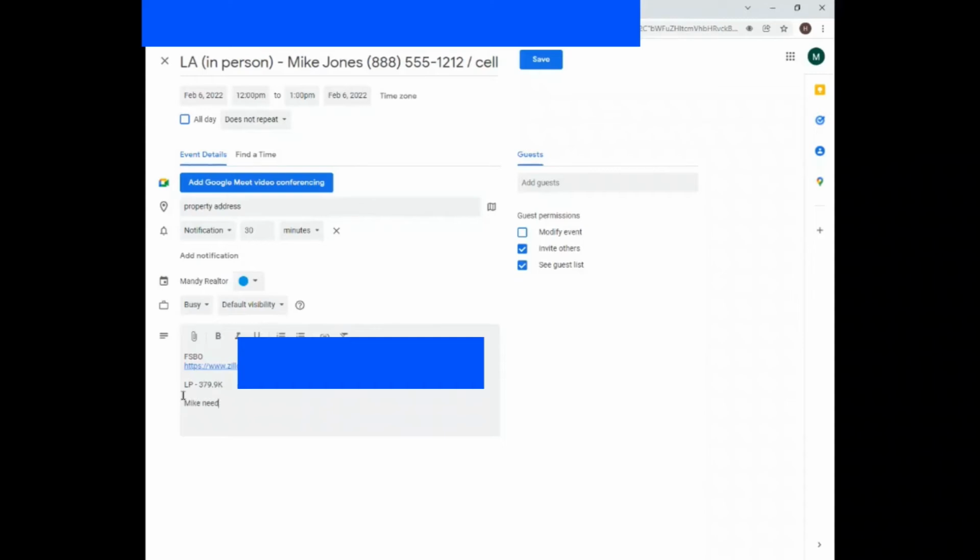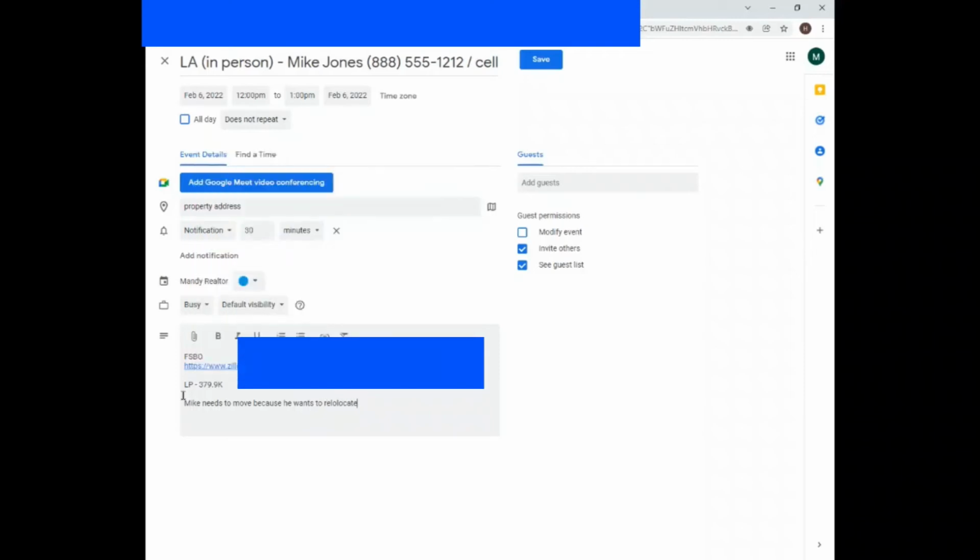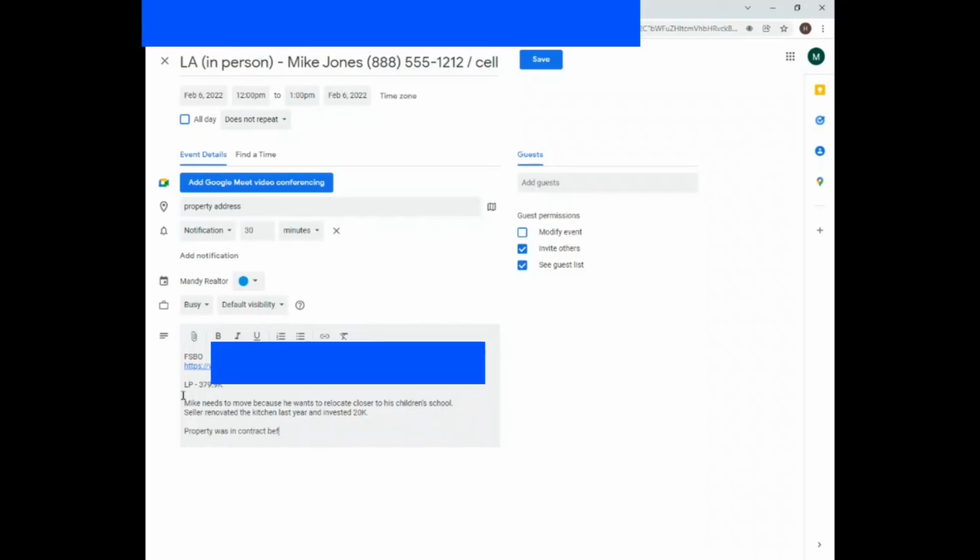And I will just get into detail about what we talked about. Mike needs to move because he wants to relocate closer to his children's school. Motivation is so important in selling. Anything that I learned from Mike during the conversation, I want to include here. I'll just put, seller renovated the kitchen last year and invested $20,000 into those renovations. Okay, that's definitely going to be important information.